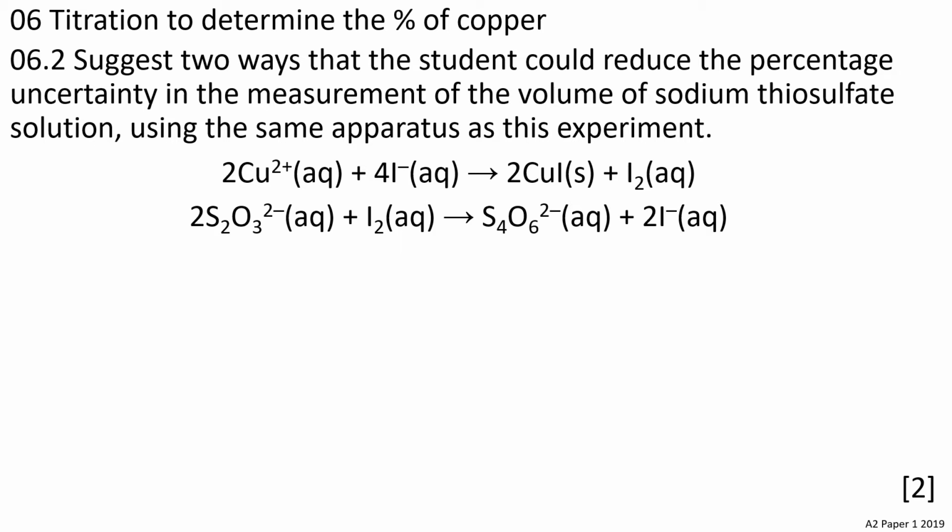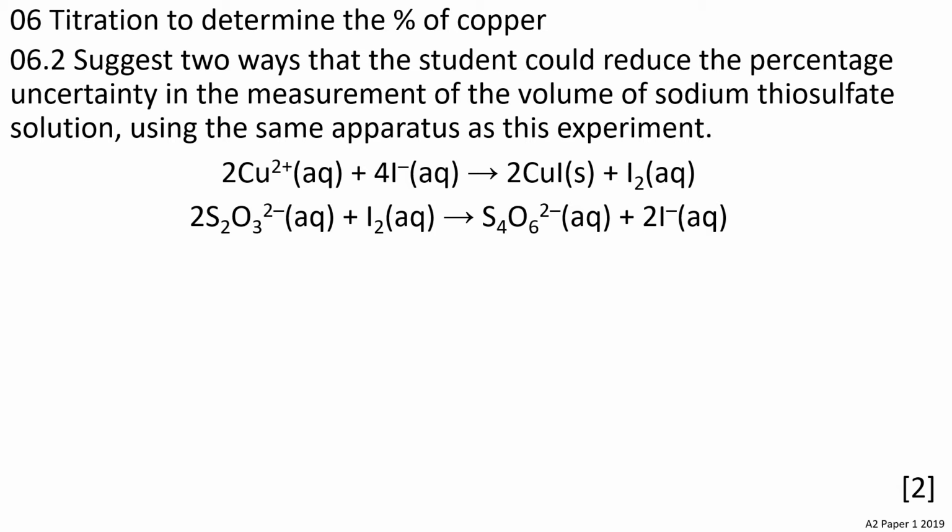Question 6.2, as you can see here, is asking us to identify two ways in which we can reduce the volume of sodium thiosulfate. Just for context, copper atoms existed first of all in an alloy, and they were oxidized to make copper 2+ ions. The copper 2+ ions were then converted into iodine, and then the iodine was titrated against thiosulfate, which is the S2O3 2- on the left hand side of the second equation.